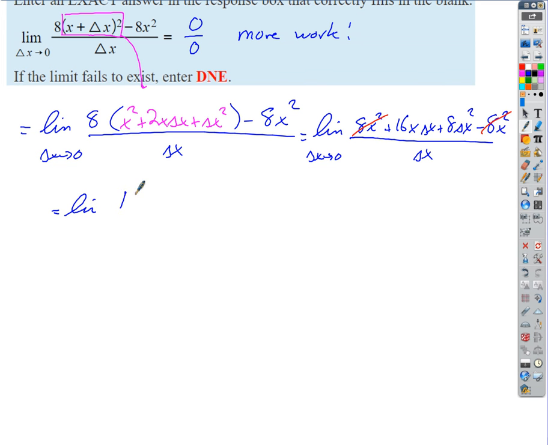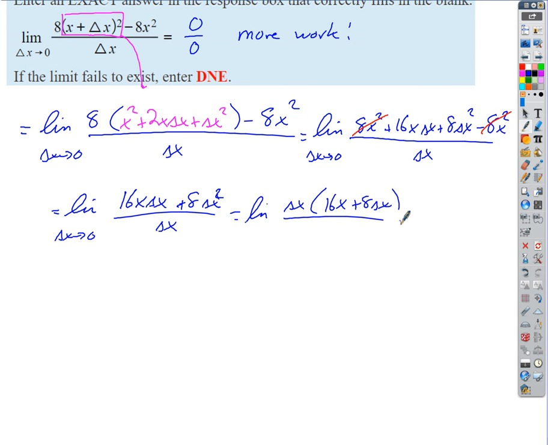the limit of 16x delta x plus 8 delta x squared. There you go, good. Now we got what we wanted. All the terms left in the numerator have factors of delta x, right? So if we cross stuff out, then we rewrite it without the crossed out stuff. Could we skip just rewriting everything? I think that would be okay to do, to go from there to there. And then we get this, right?